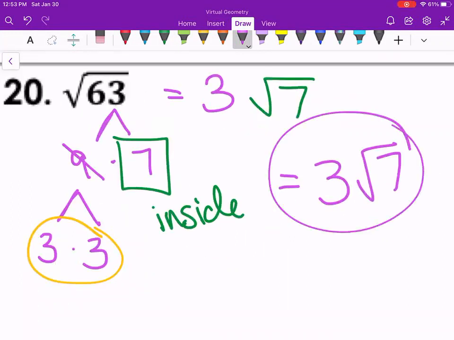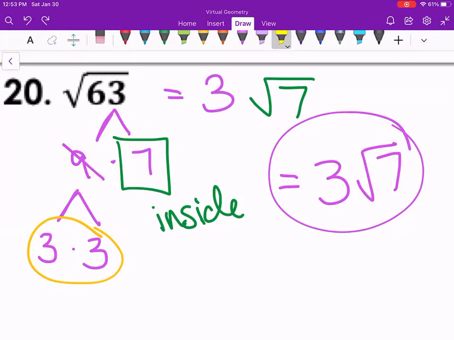Now, just one final word to you guys. It does not matter which one you put first when you're doing your initial two factors. I could easily do 7 times 9. Either way, you get the same answer. It does not matter which one you put first. All right, so just want you guys to be aware of that.